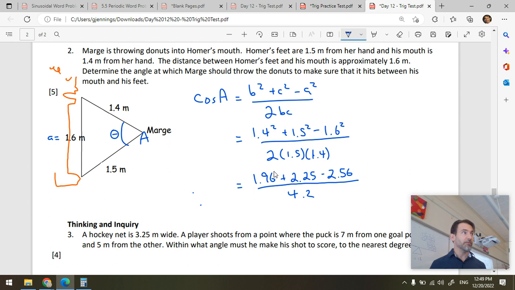2 times 1.5 is 3. 3 times 1.4 is 3 plus 1.2, which is 4.2. So that's all that, and that's cosine of A. Let me just move my equal sign a little bit.